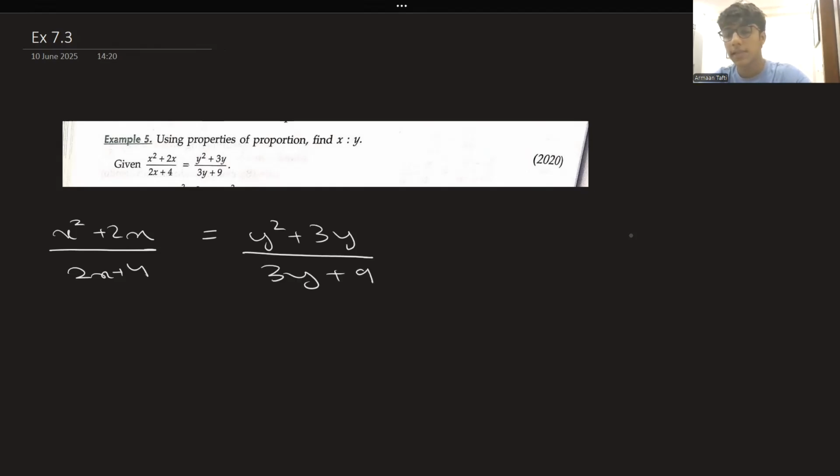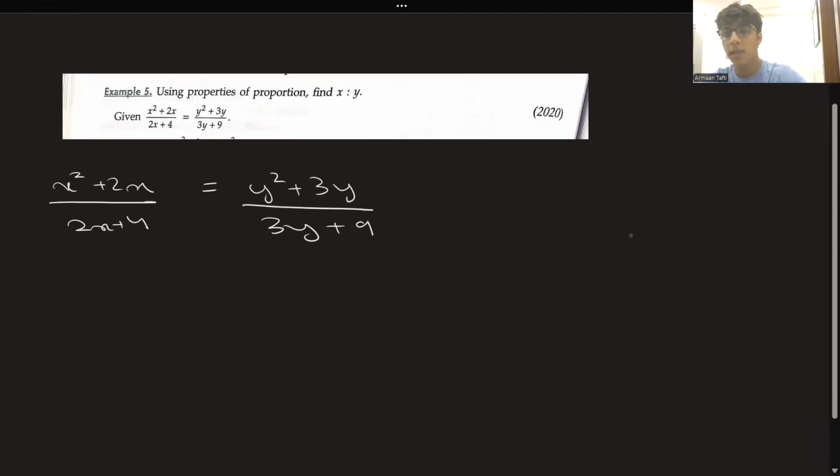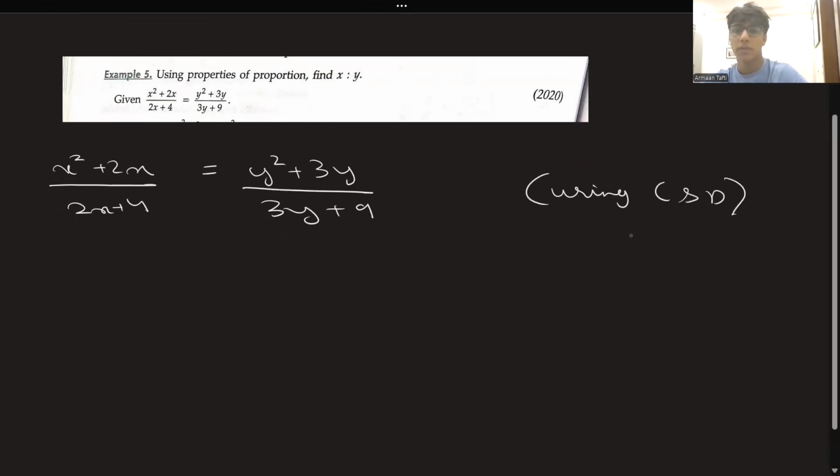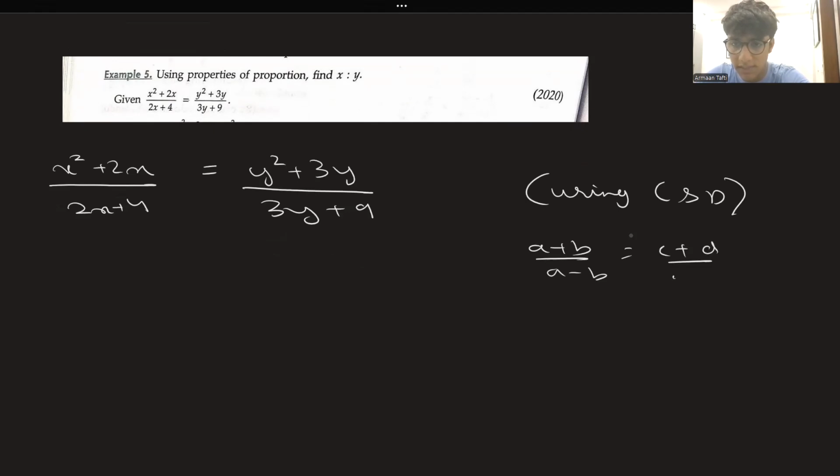As I said, most of the questions just straight away apply CND. Let's see how CND is applied. So I'm just going to say using C and D, componendo and dividendo. So what do we know? CND is that A plus B by A minus B equals C plus D by C minus D. So that means that this part equals my A, this entire part equals my B, this part equals my C, and this part equals my D.